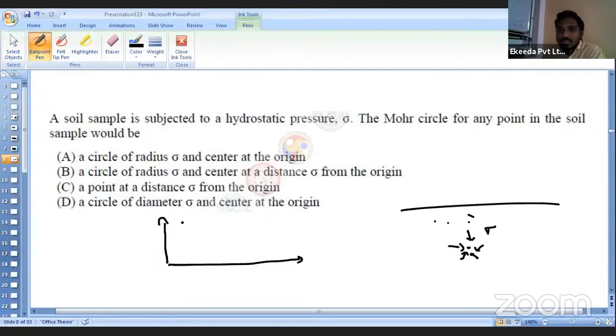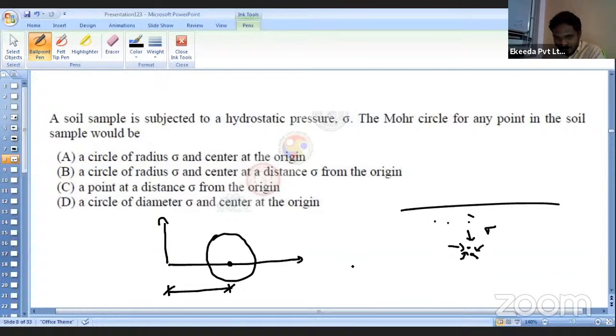The Mohr circle gives the stress at a point, which can be found out by drawing a circle. That is what is generated by Mohr, that's why it is called the Mohr circle. If you want to draw a circle, what properties are needed? We need the center of the Mohr circle, and also the radius of the Mohr circle. Let us assume I am drawing a circle like this, and this is the center of the Mohr circle.